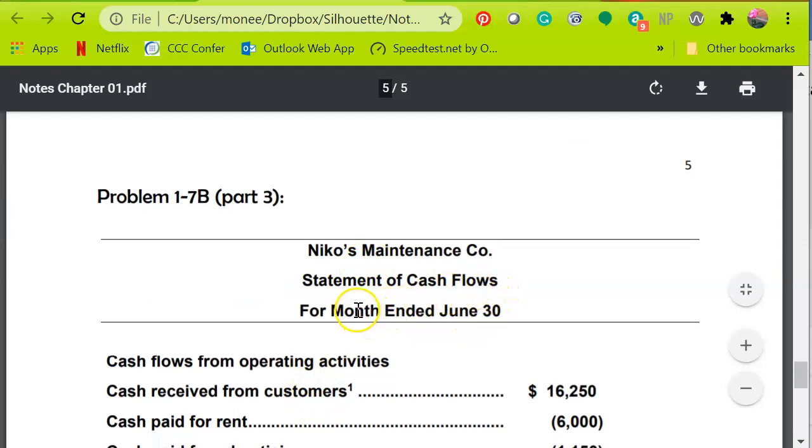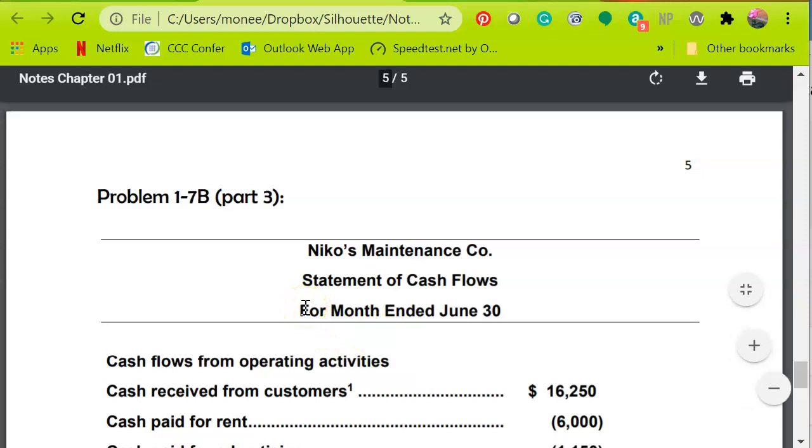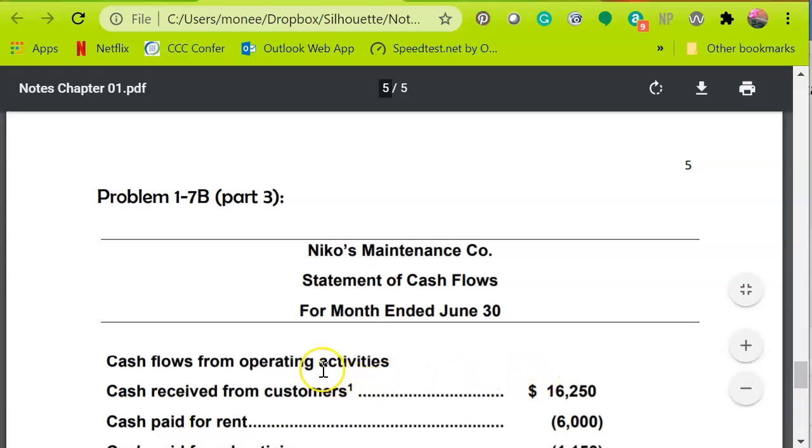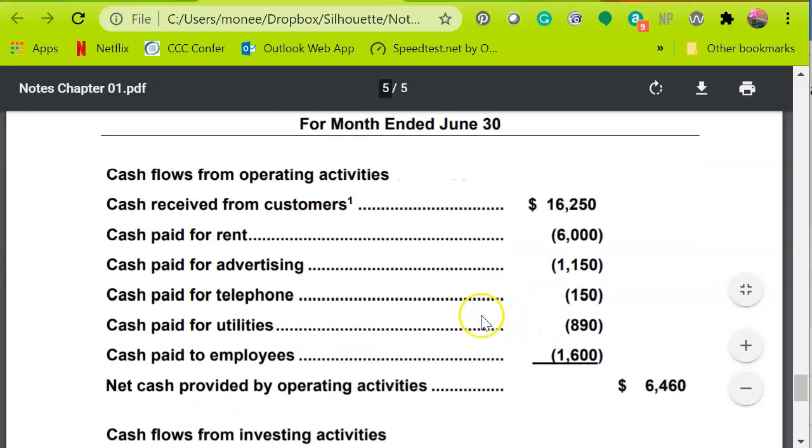Just like the income statement and the statement of retained earnings, the date in the heading of a financial statement is similar to a video. It has a start point and an end point. So what I need you to do is make sure you have for the month ended, or the year ended, whatever the period of time is.